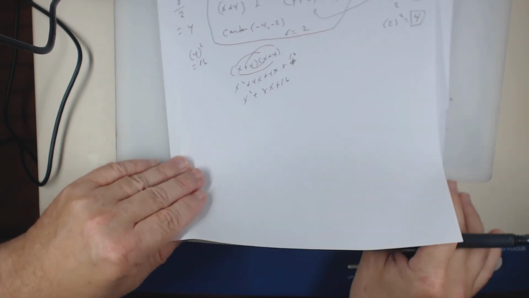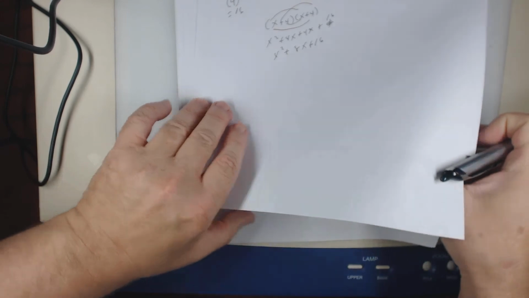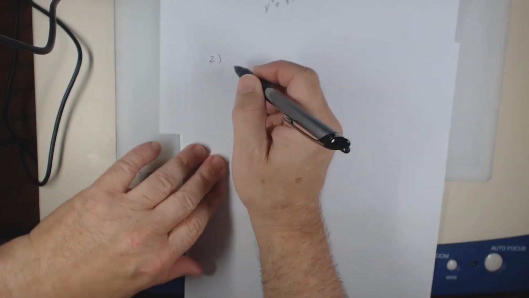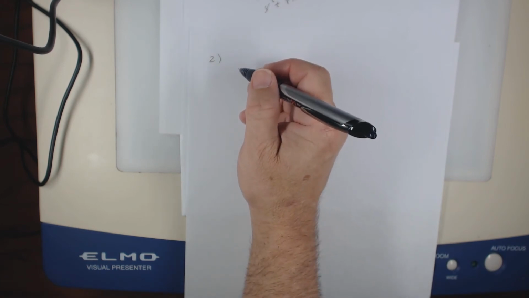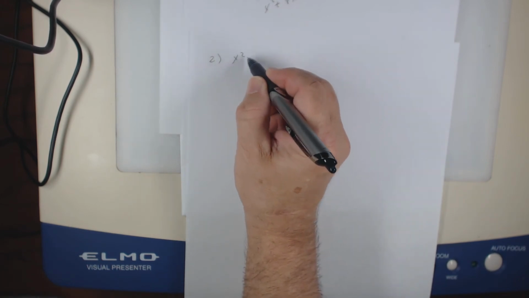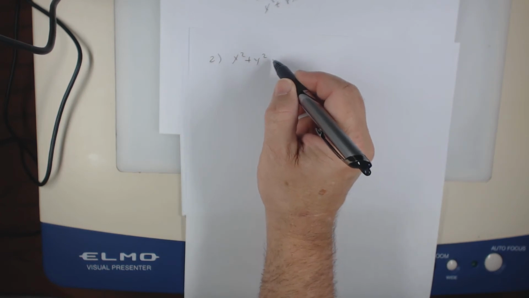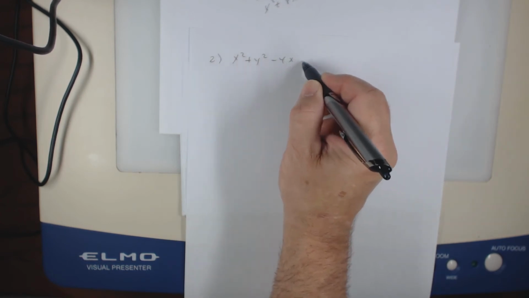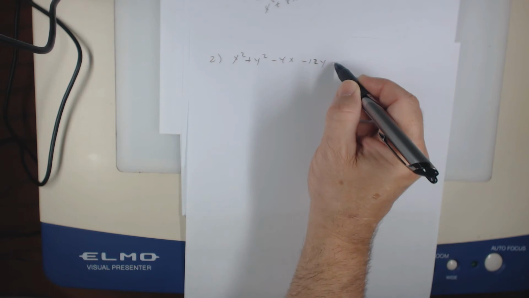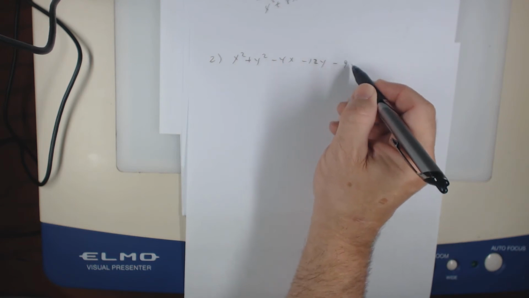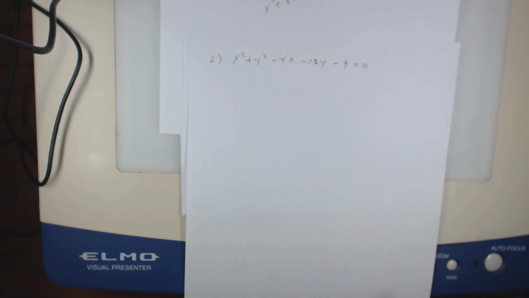All right, number 2, let's look at another one. All right, remember the steps. Okay, suppose we had x squared plus y squared minus 4x minus 12y minus 9 equal 0. Group the x's together, group the y's together, correct? And then what do I do to that constant?